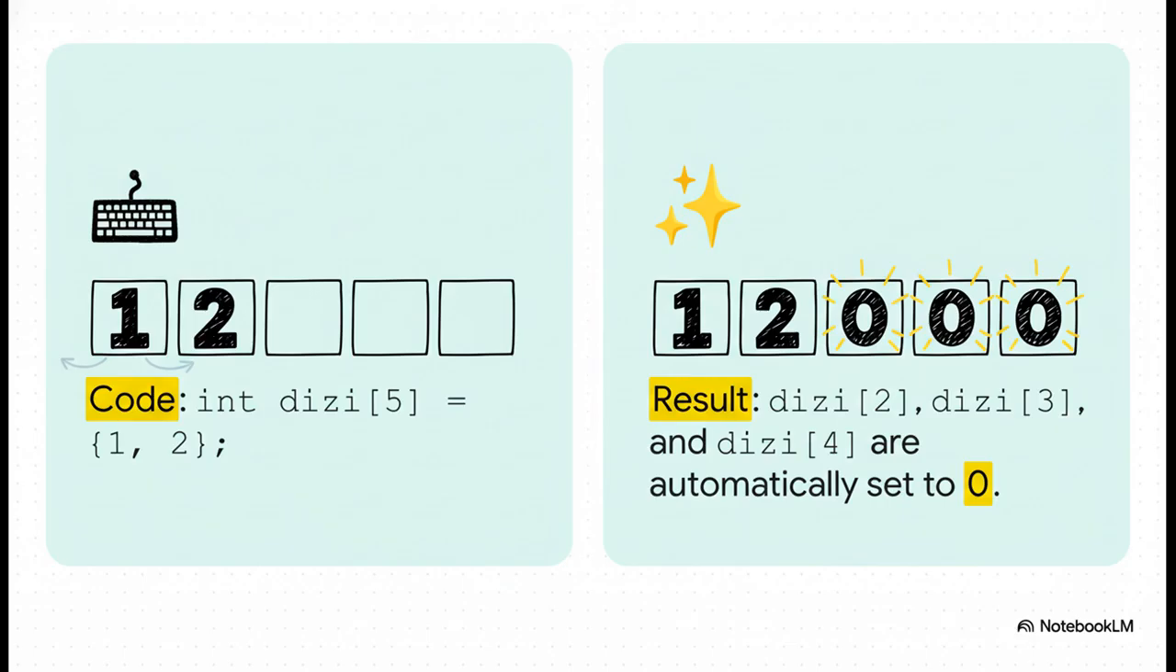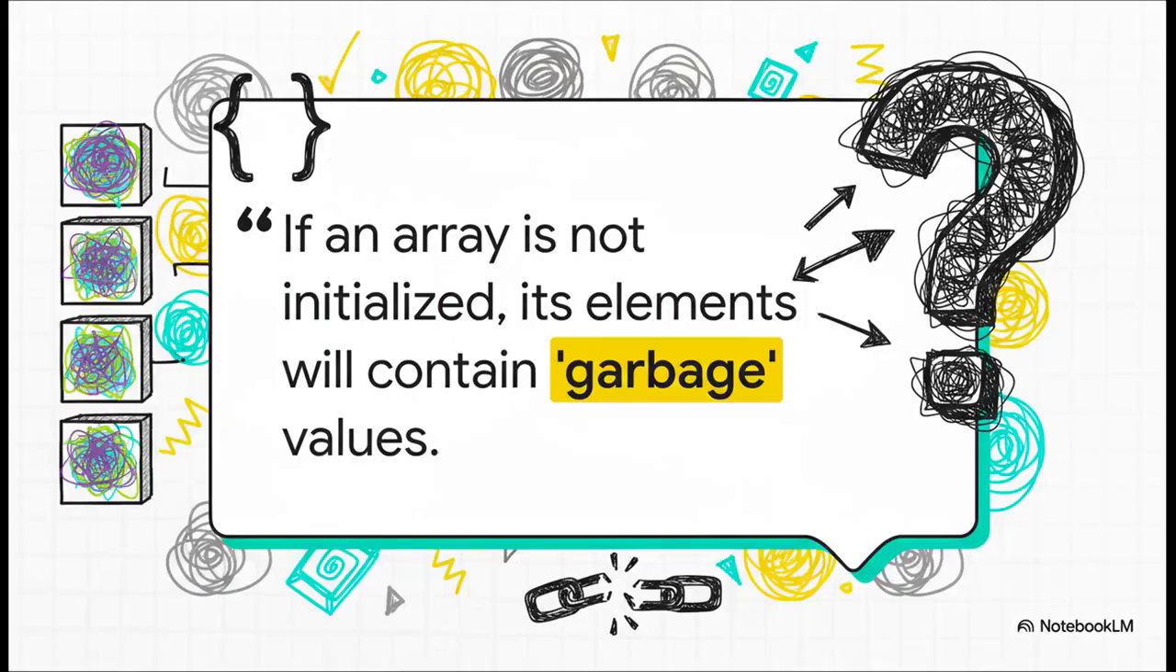This is a predictable rule you can always rely on. And that leads us to a really important distinction. There's a huge difference between partial initialization and no initialization. If you just write int dizzy[5], and that's it, those 5 spots in memory will be filled with garbage, which is literally just whatever leftover data was sitting in that part of the computer's memory. And that can lead to some really weird and unpredictable bugs in your code.